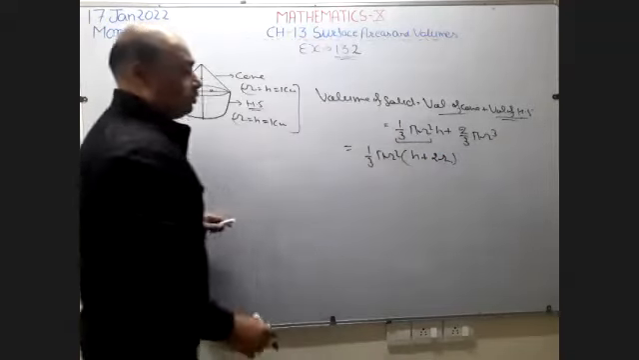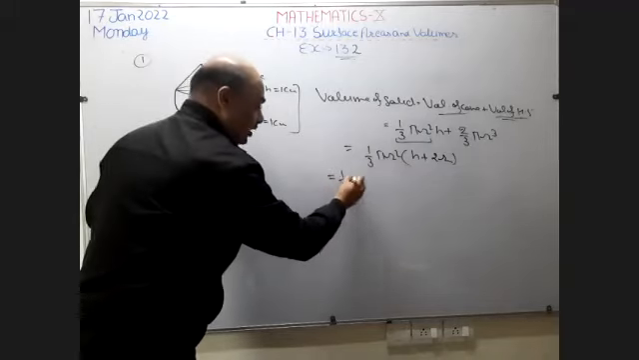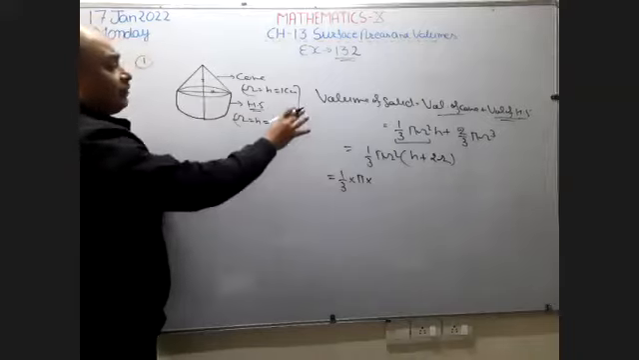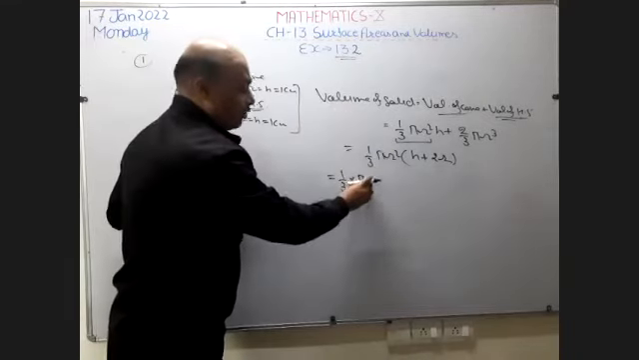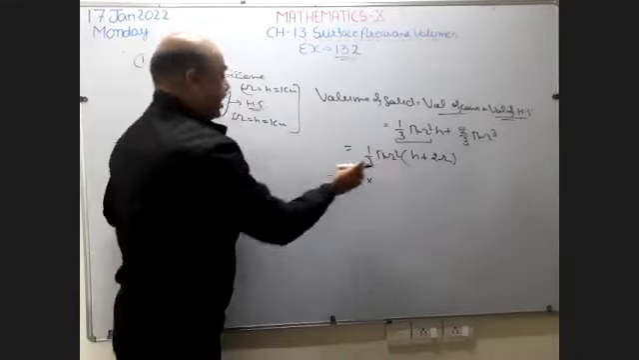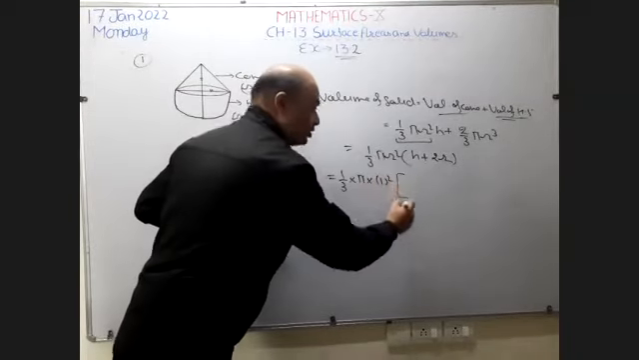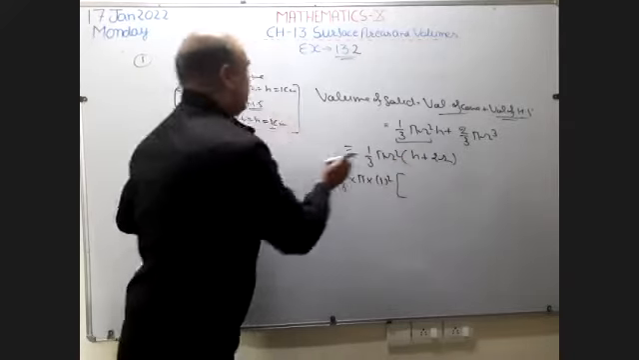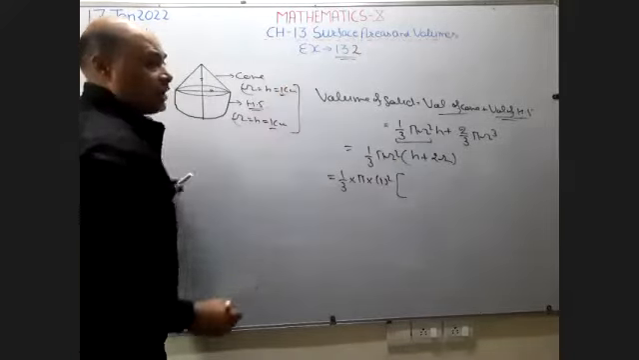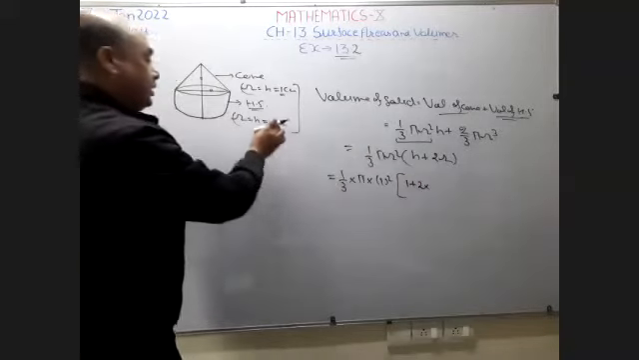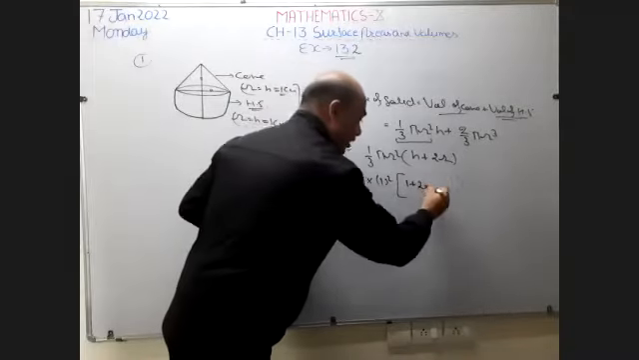Now substitute the values. 1 by 3 remains the same. We're not going to substitute the value of pi because we're going to find the volume of this solid in terms of pi. So pi remains the same. Now r is given as 1 centimeter, so write 1 square. In the bracket, h, the height of the cone, is also 1 centimeter, so write 1, plus 2 into r, where radius is 1 centimeter.